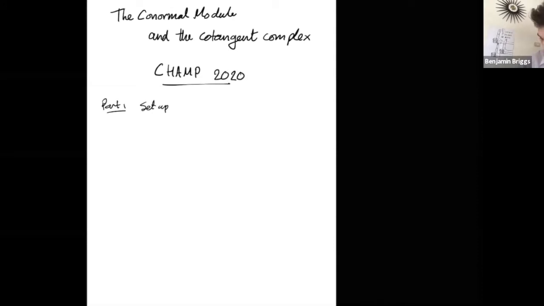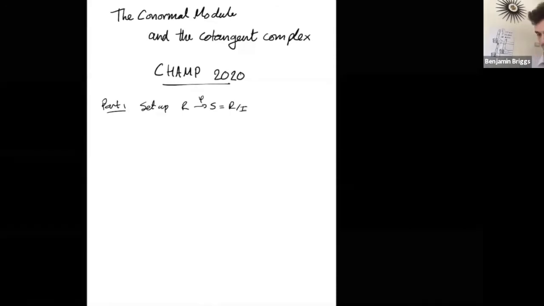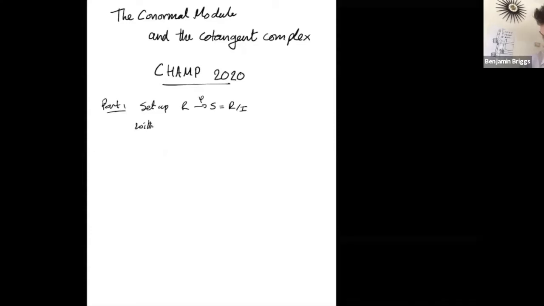The setup is always the same. We always just have some homomorphism of rings, and I want it to be surjective. So S is just R mod I for some ideal I. I think I want them to be local. That's not too important, but I'll say local because it makes things easier. So this is a surjective and local homomorphism of noetherian local rings.